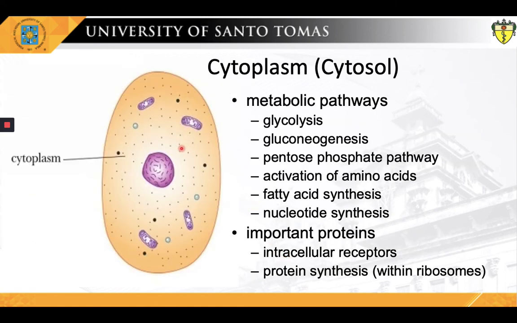Lastly, the cytoplasm, also known as the cytosol, is the internal fluid of the cell. A significant list of cell metabolic processes occurs here. Important pathways, like glycolysis, gluconeogenesis, the pentose phosphate pathway, activation of amino acids, fatty acid synthesis, the last part of the urea cycle, and nucleotide synthesis, to name a few, all occur in the cytoplasm.